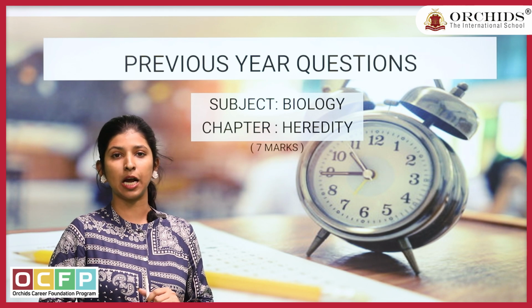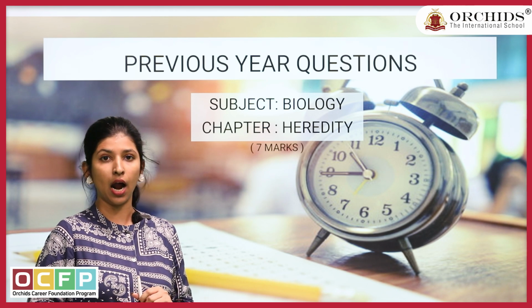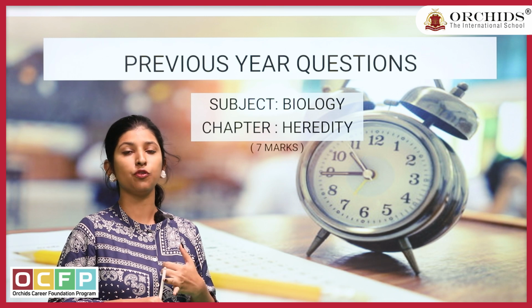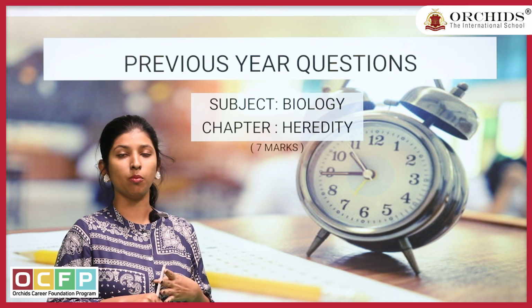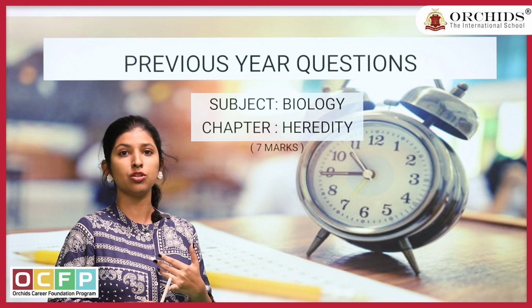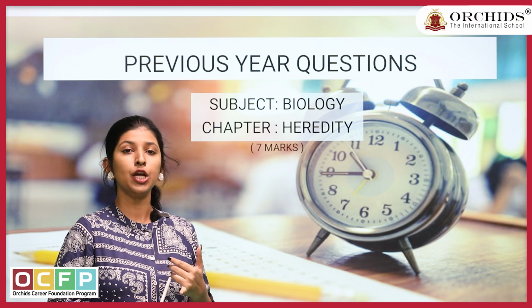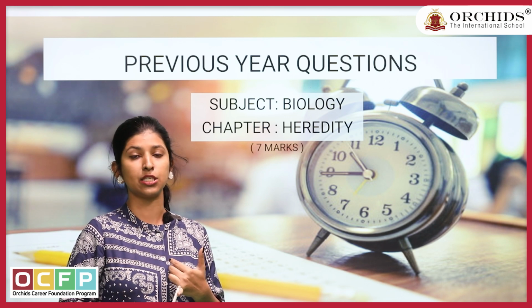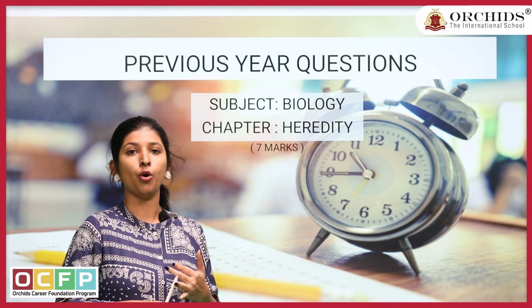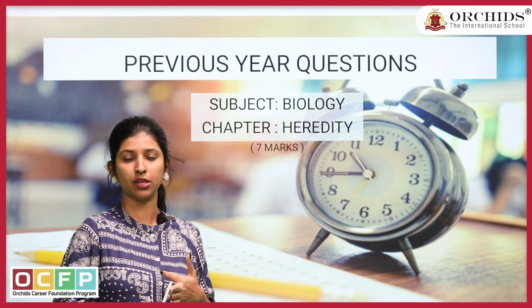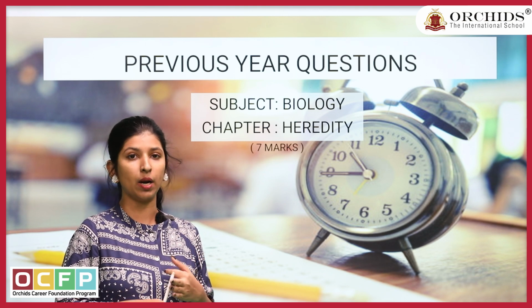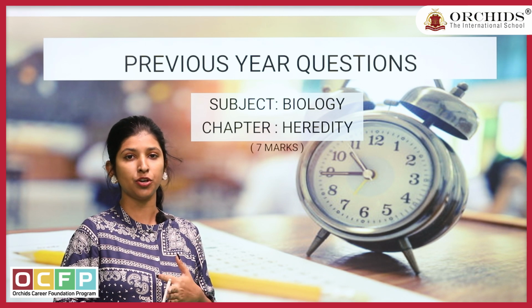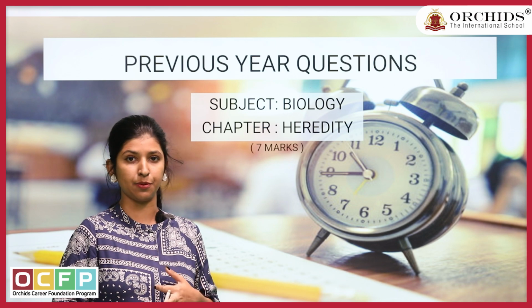When it comes to this chapter, the major topics covered are variation, the reasons for variation, genes, chromosomes, and then the laws of Mendelian inheritance, the role of Mendel's experiments in these laws, also monohybrid cross, dihybrid cross. Along with that, we have one more topic which is the most important topic, that is sex determination.